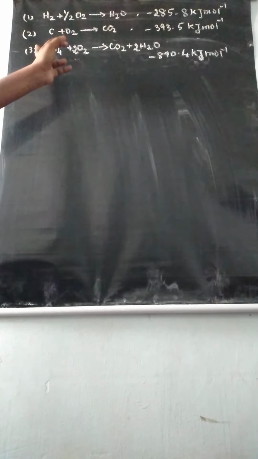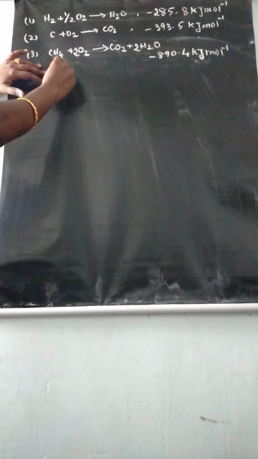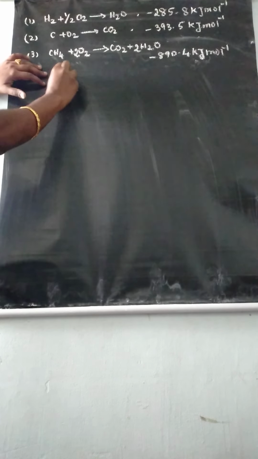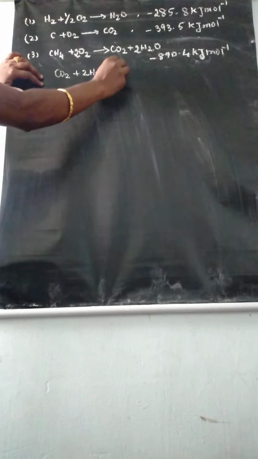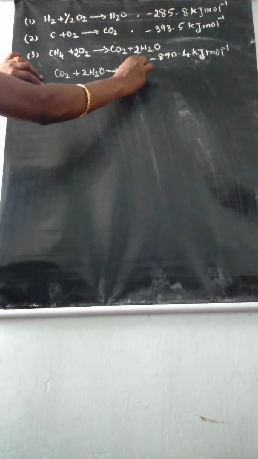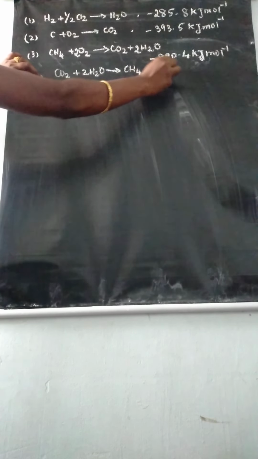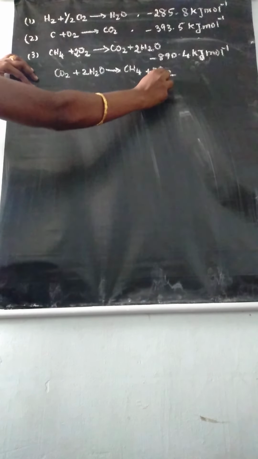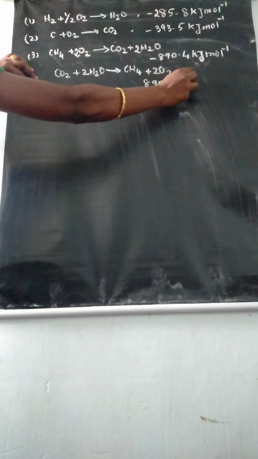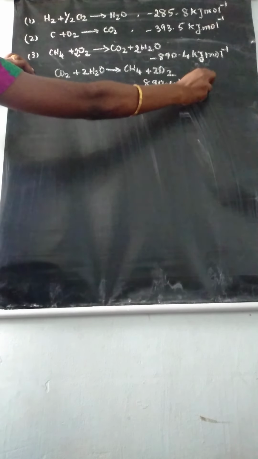Understand? Then you can write another equation: the reverse of the third equation. If you write it reversibly, can you tell the answer? CO2 plus 2H2O gives CH4 plus 2O2. You will get a positive answer. Reversibly means 890.4 kilojoule per mole. Understand?